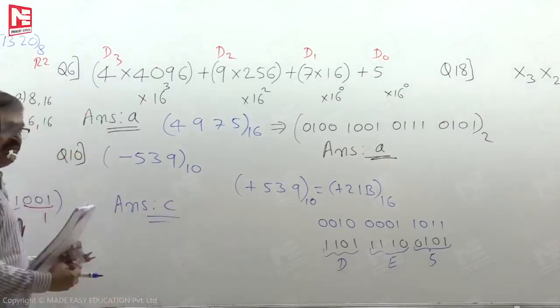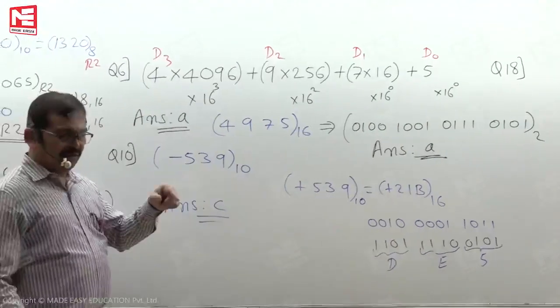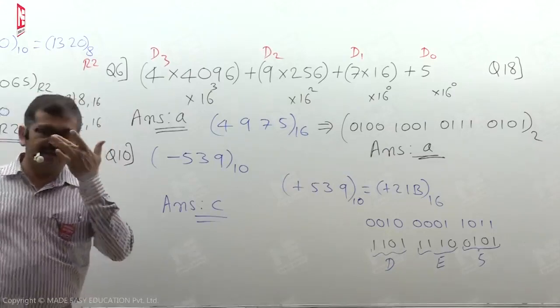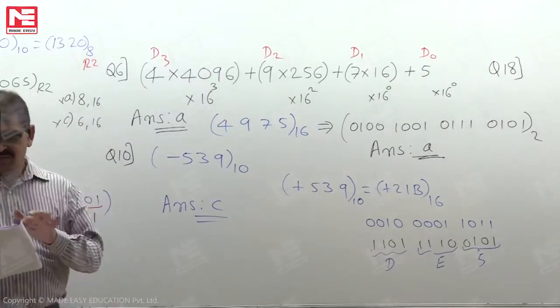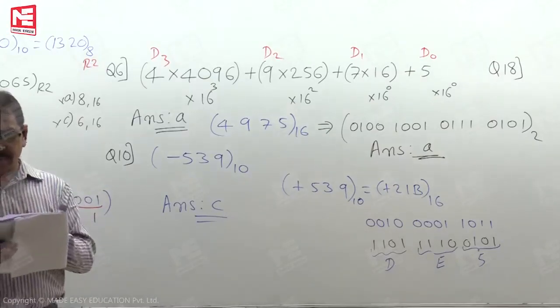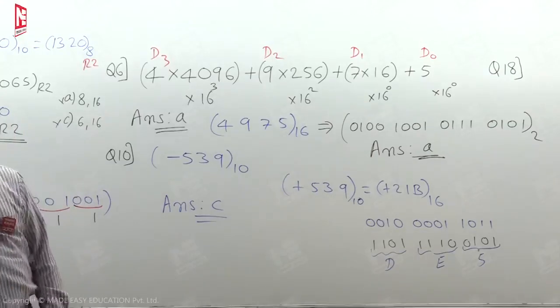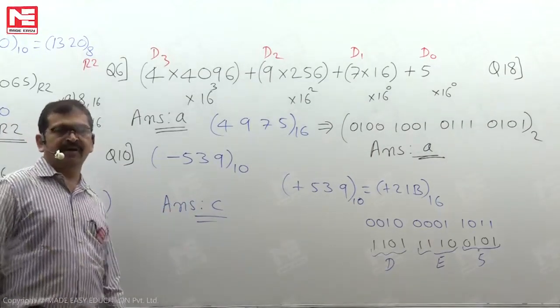So quickly I will repeat once again this, don't get confused. Listen well and look at the statement we have in the workbook. We have a question here: minus 539, a decimal number. It is a given number. We want the 2's complement representation of minus 539 in hexadecimal format.